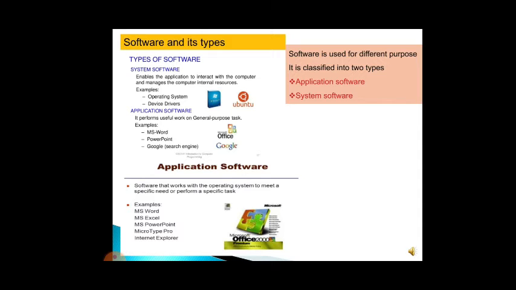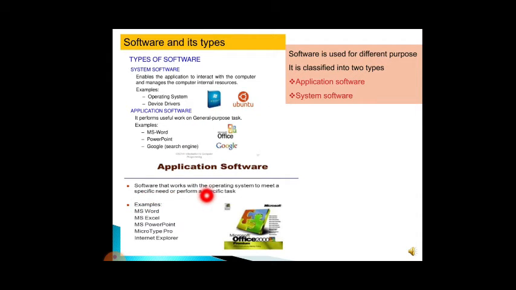Software is used for different purposes. So it is classified normally into two types, that is application software and system software. Check the spellings, children. APPLICATION, then SYSTEM, that is system. APPLICATION SOFTWARE.